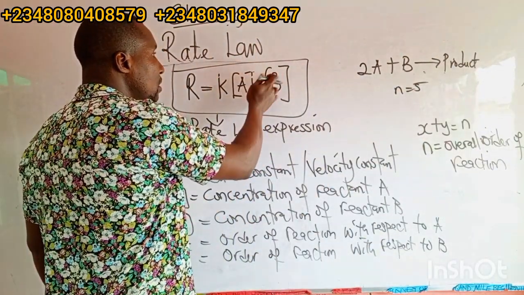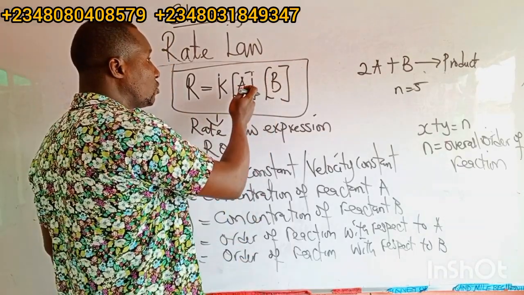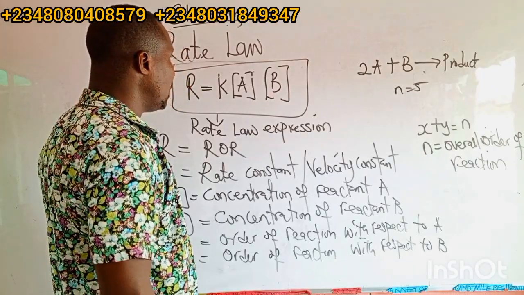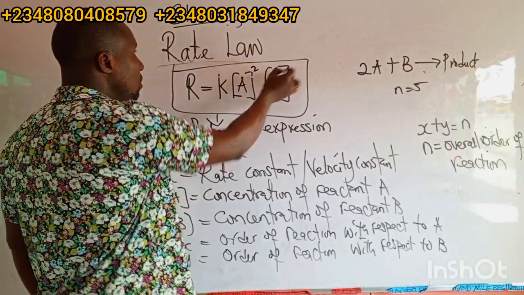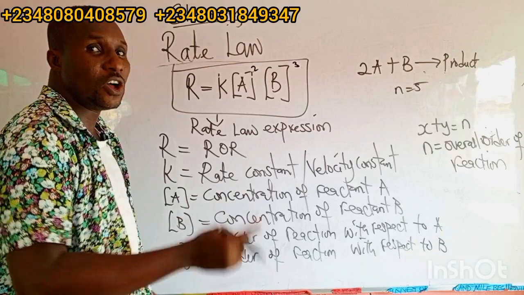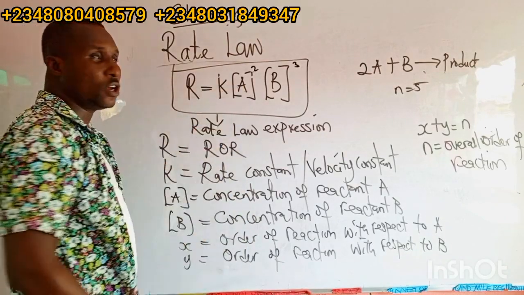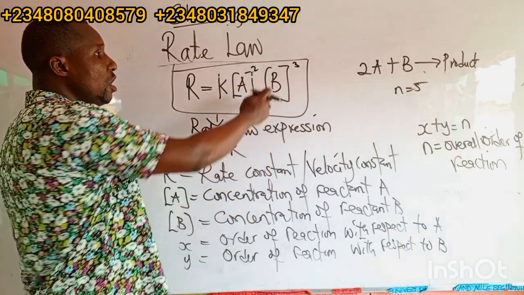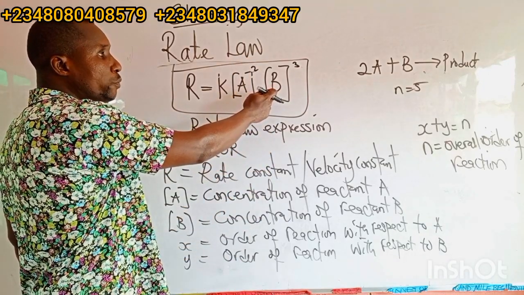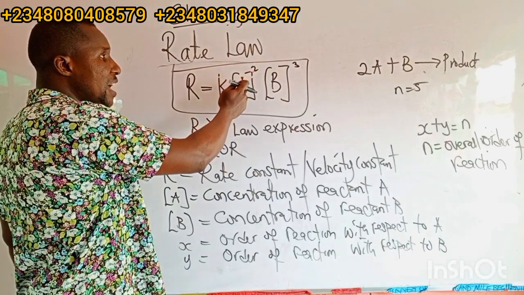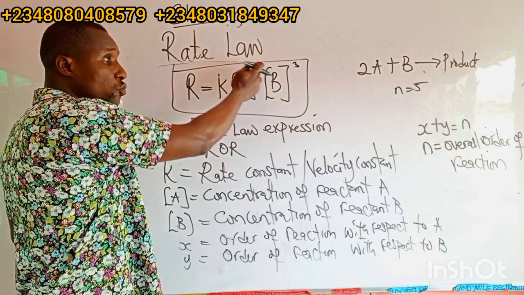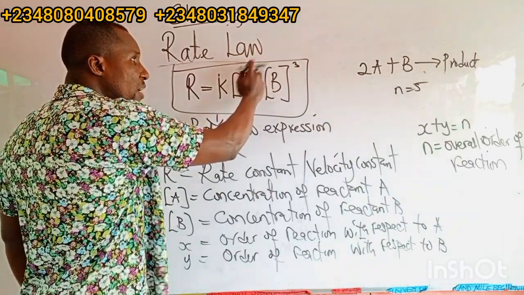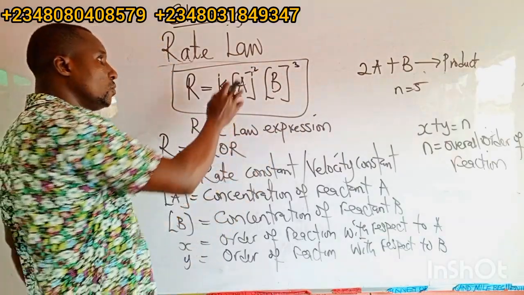When you have something like this, what is the overall order of this reaction? 1 plus 1, which is 2. Overall order 2. If you have this, 2, 3, what is the order of reaction with respect to A? 2. The order of reaction with respect to B is 3. Then the overall order is 5.